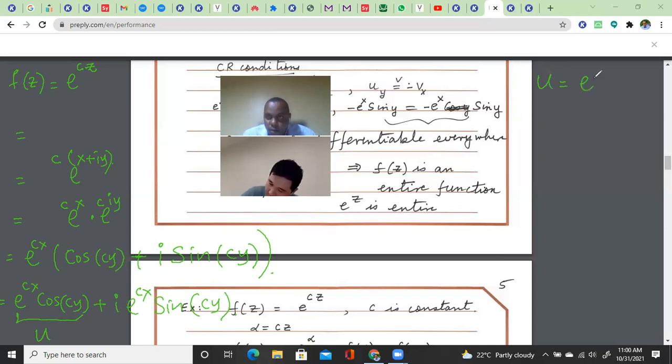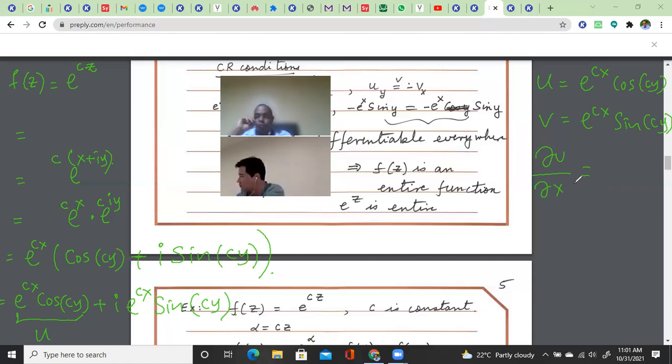We need to take this is the U, and this is the V. e^(cx) cos(cy) is the U, and V is e^(cx) times sin(cy). What is du/dx? So du over dx is going to be e^(cx) cos(cy) multiplied by c. We are multiplying by c because of the chain rule.